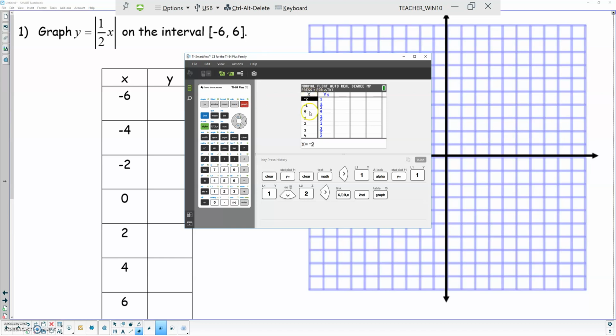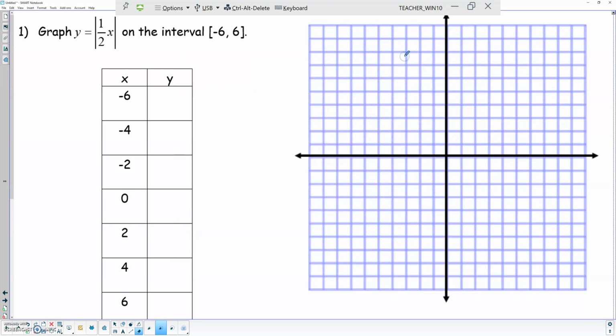And you'll notice the reason why I only chose the even values for the domain was to avoid graphing fractions. Okay, so we got -6 is going to be 3, -4 is 2, -2 is 1, 0 is 0, 2 is 1, 4 is 2, and 6 is 3. Okay, so I'm going to copy those values onto my table. And then we're going to graph them.